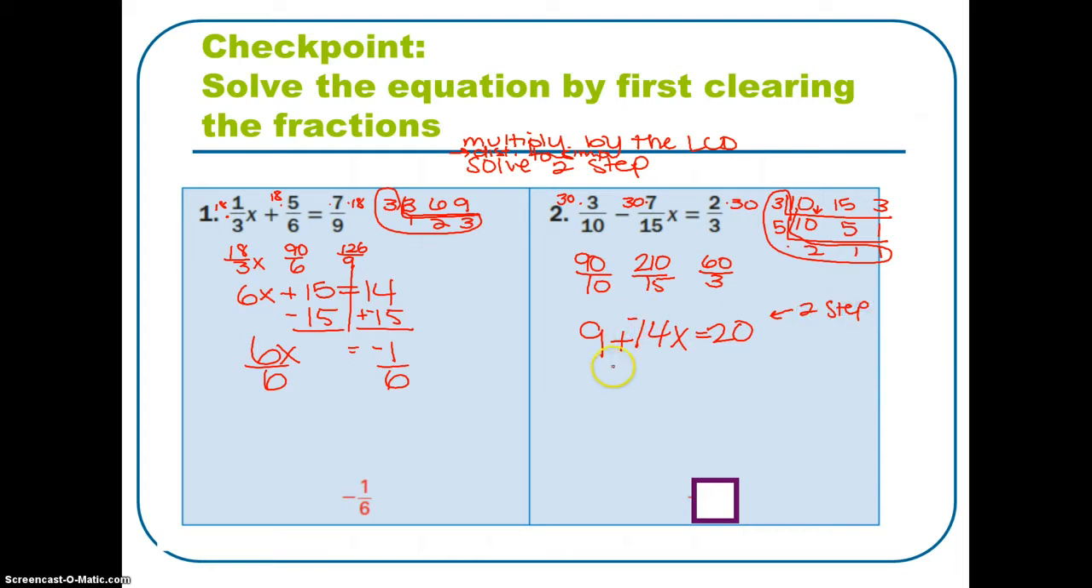Change that to a negative. You don't have to, but sometimes I like to do it. Subtract the constant, or add the opposite. If it was a negative, you'd add a positive. But this is a positive, so I subtract or add a negative. Either way works. You're left with negative 14x equals 11. Divide by the coefficient. Your answer is, and you can see that this is going to stay a fraction because it doesn't divide evenly, so negative 11/14.